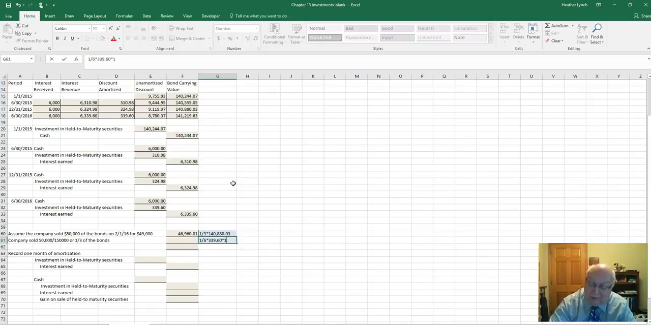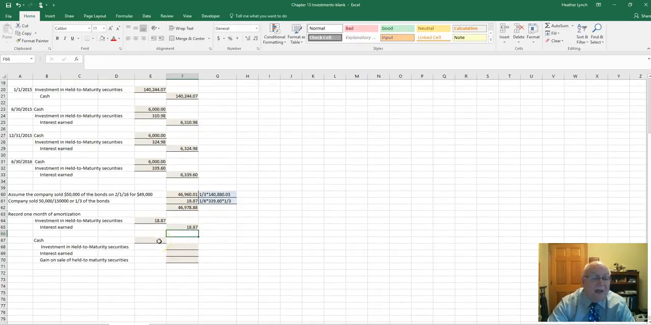But we want to take that times 1/3, because that's the amount that we actually sold. So equal, round, 1/6 times the 339.60 times 1/3. Or you can divide by 3 if you wanted to. And then comma 2. So it's $18.87. We add those together, and that gives us our carrying value of the bonds that we sold, the $50,000 worth. Okay, investment. This is for the interest, the amortization that we do to bring it up to date on that 50,000.